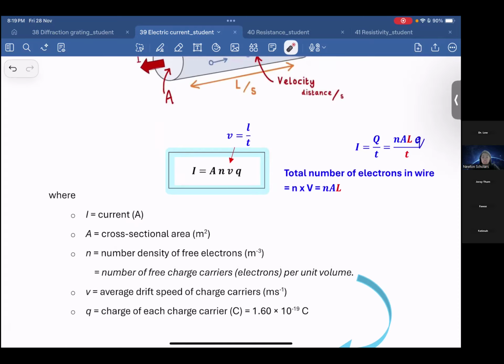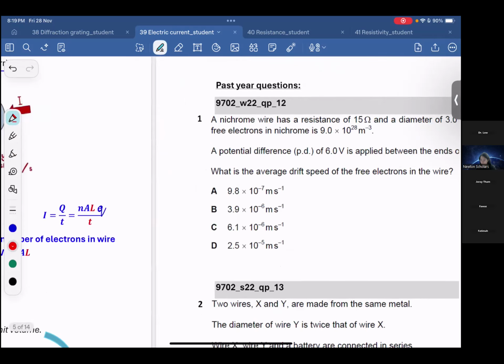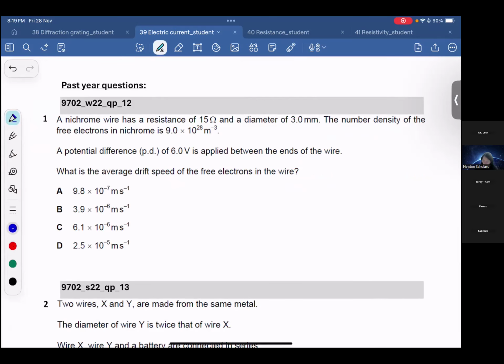Any question? Okay, the current here. Later on you will find that some questions don't give you I directly. They give you V and R. So you have to know I is actually V over R. Okay? So we go to the past year question here.